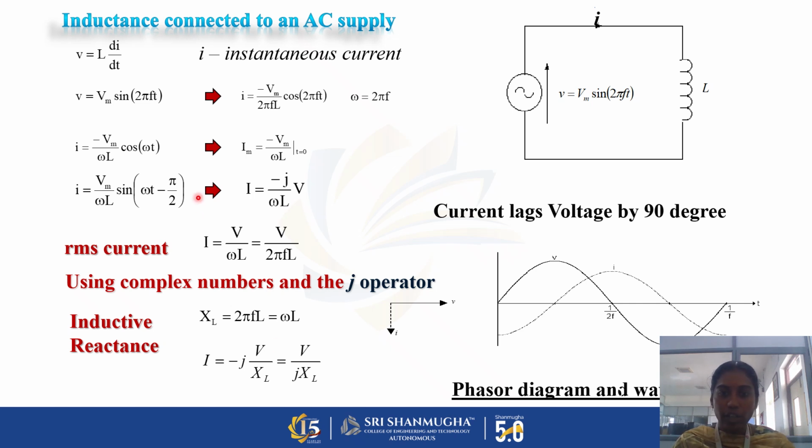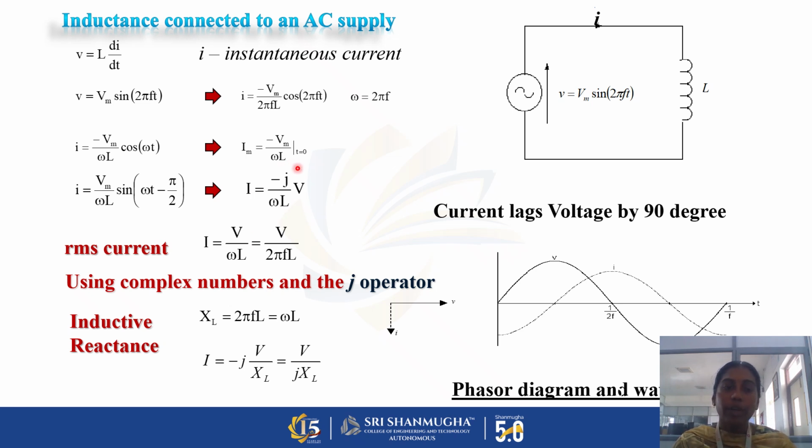Now the next circuit, where an inductance is connected to the AC supply. The current value I is equal to minus Vm divided by 2 pi f L into cos 2 pi f t, where omega is equal to 2 pi f. Im is equal to minus Vm divided by omega L, since at t equal to 0 the cos 0 value is equal to 1. Finally I is equal to minus j divided by omega L into V. If we apply omega equal to 2 pi f, it is V divided by 2 pi f L.